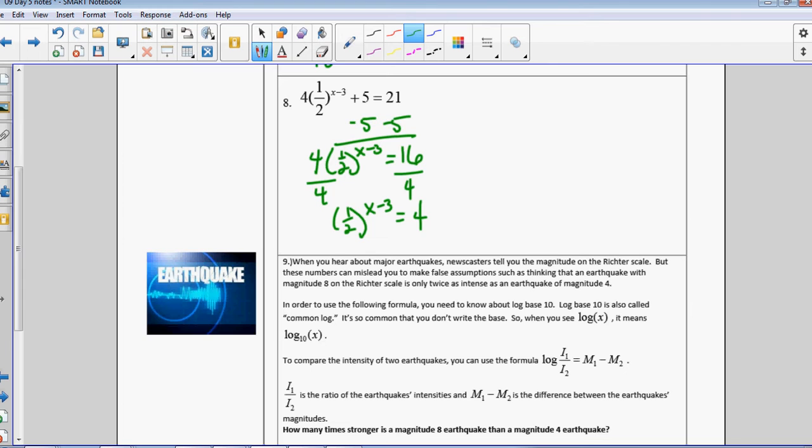So on the left, 1/2 is 2 to the negative 1, and that's still to the x minus 3, and on the right, the 4 is 2 squared. So I'm going to distribute my negative 1 to get negative x plus 3, and that's going to equal the exponent on the right side too. So solve for x. And x is going to equal positive 1.